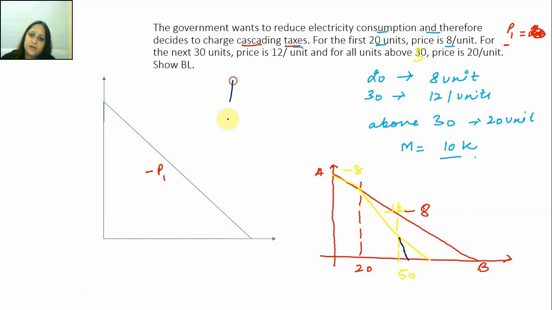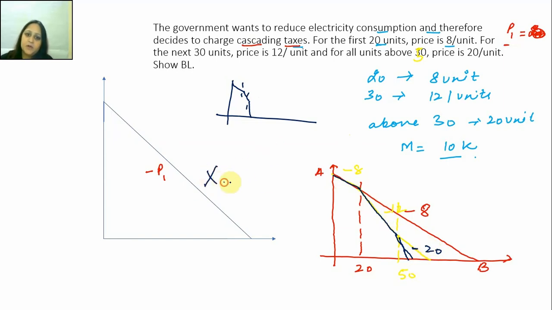So that is why my budget line eventually becomes what? It is going to be a certain slope, then a lesser slope, and then a lesser slope. And this becomes my budget line with 3 parts: up to 20, 20 to 50, and onwards. So my budget line becomes this, and then this, and then this. The slope here is minus 8, minus 12, and then minus 20.